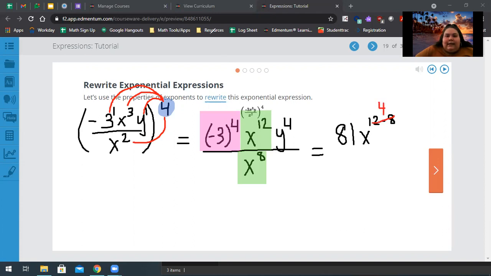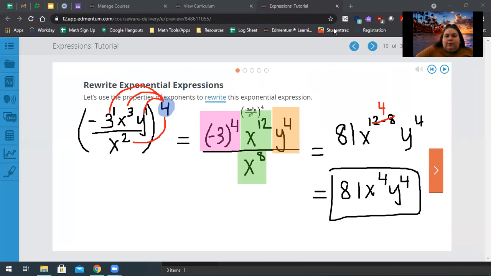And the next thing is y to the 4th. There's nothing more to combine with y to the 4th, so we'll just write it as y to the 4th power. So let me remove this stuff here. This whole expression simplifies down to 81 x to the 4th power y to the 4th power.